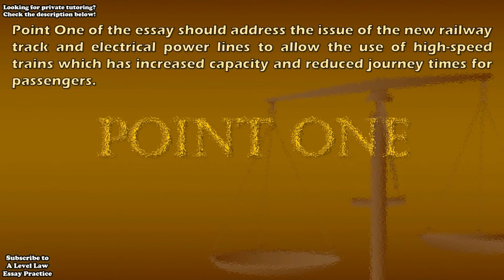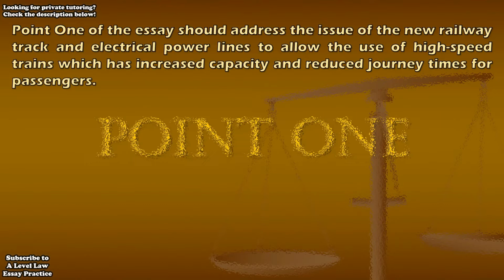Point 1 of the essay should address the issue of the railway track and the electrical power lines to allow the use of high-speed trains, which has increased capacity and reduced journey times for passengers. This could possibly mean that the train is bigger and faster than the previous one, that it could cause Zach the kind of nuisance that he has never experienced before in that area.